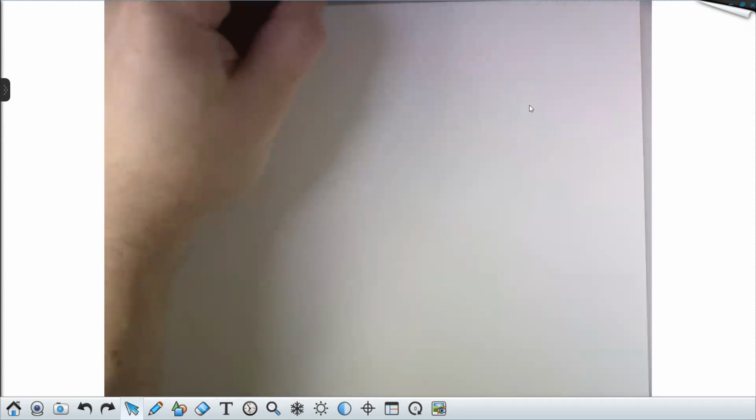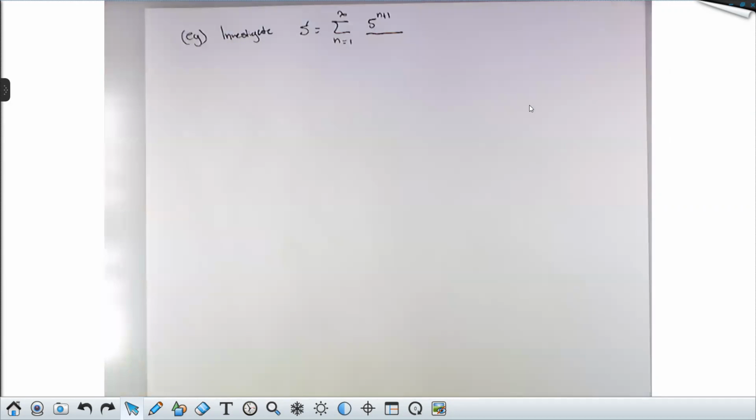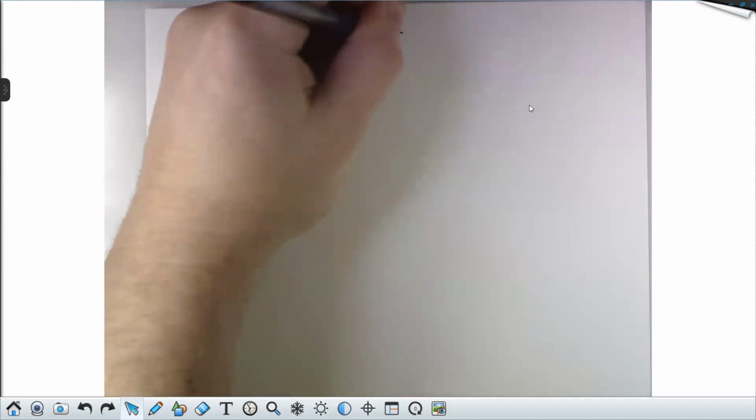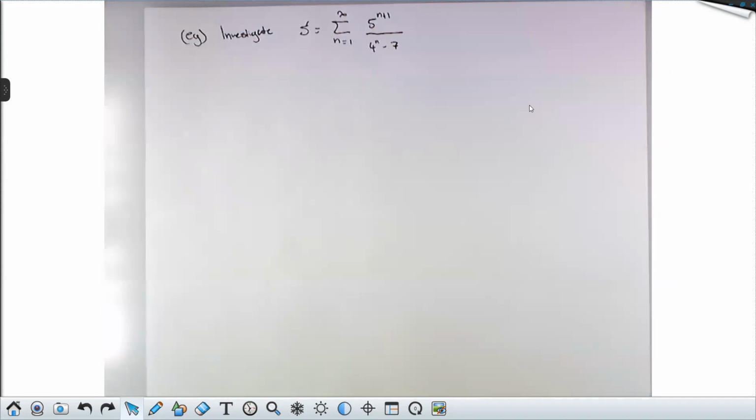It's easy to get the feeling that we should always use the limit comparison test. But the limit comparison test takes a while. What do we have downstairs? 4 to the n minus 7. The disadvantage of the limit comparison test is that it does take some time, right? You have to compute a limit. There's more to write. So when a direct comparison is viable, I encourage you to try it. Does anybody see what we might want to compare this with?